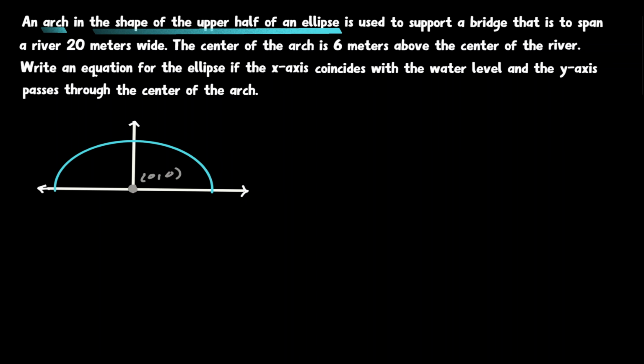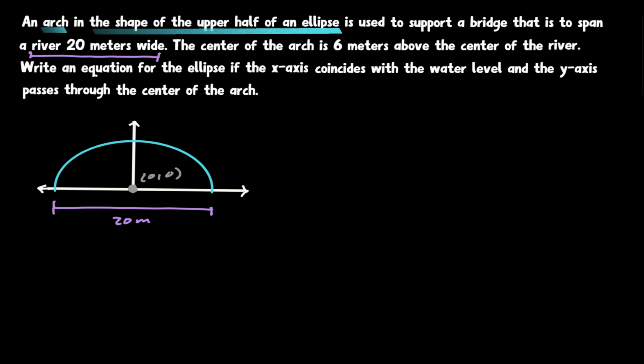Now this half shape of an ellipse is used to support a bridge that is to span a river which is 20 meters wide. So in terms of the figure that we have drawn below, if it's 20 meters wide, then that is the distance from the left-hand side of our ellipse to the right-hand side of our ellipse. So let's just put that there.